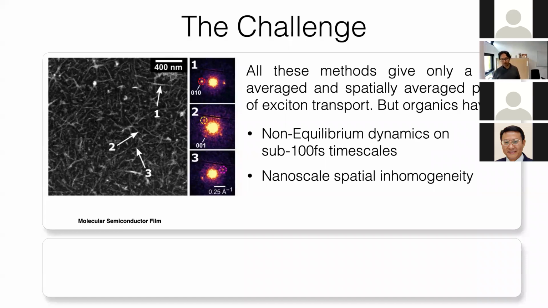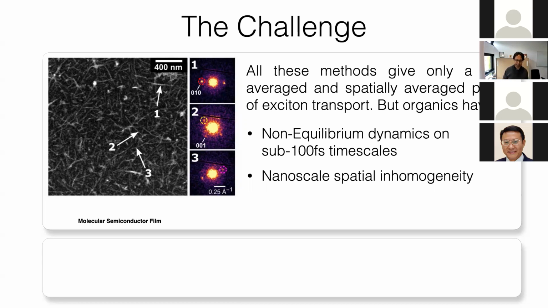And so the real problem with all the methods that have been used to study exciton transport till now is that they give us no idea of the spatial inhomogeneity of our materials, so how different parts of the film actually behave differently. So the structure-function relationship is absent. We don't know anything about that. And the second thing is that they give us only a time-averaged picture. So we don't actually know what is happening at early times versus late times. But we know that excitons show non-equilibrium dynamics. So the dynamics on sub-100 femtosecond timescales are very different from, say, those at 100 nanosecond timescales.